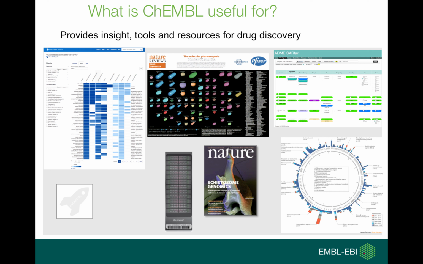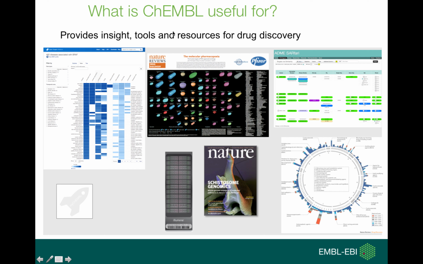If we start by talking about the utility of ChEMBL, we provide insight, tools, and resources for drug discovery. And this slide shows you some of the examples in which ChEMBL data has been used in the field of drug discovery. The first is within the Open Targets platform, where small molecule information in ChEMBL is used to make disease associations between diseases and their relevant targets.